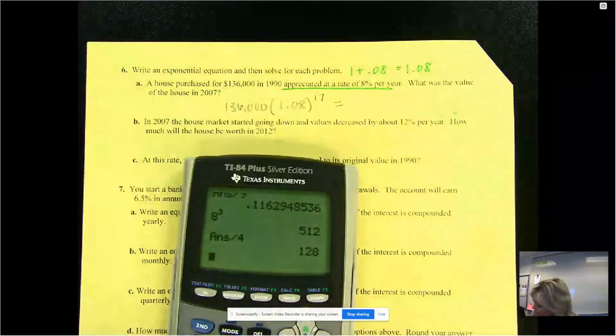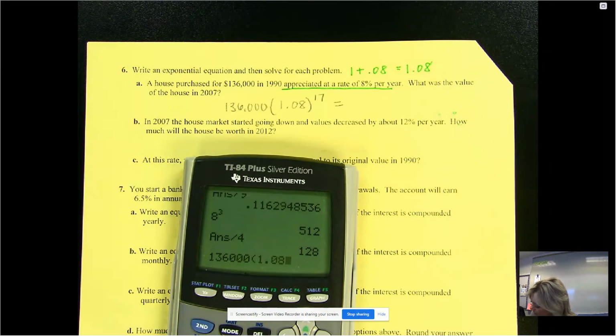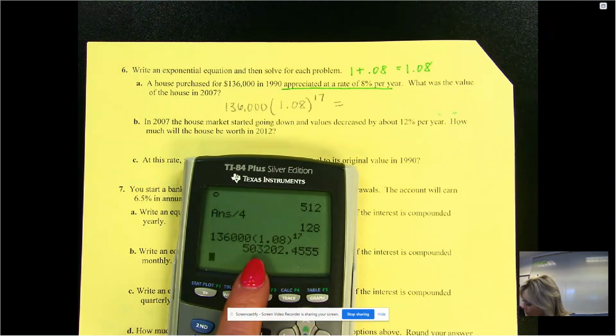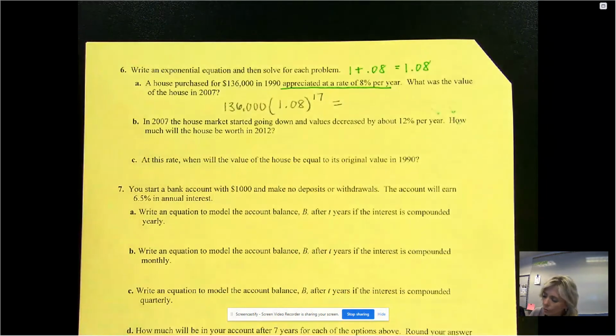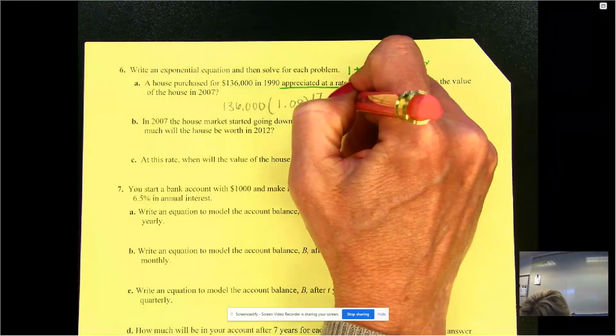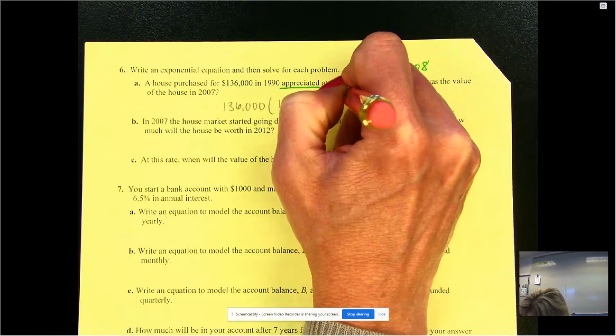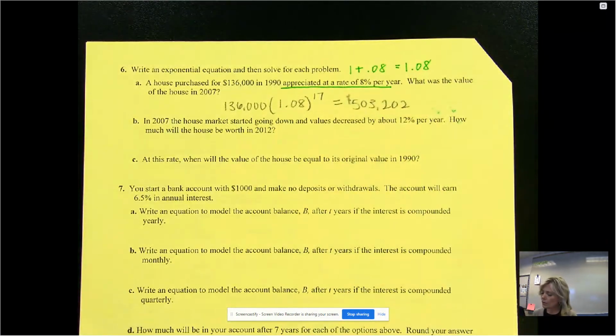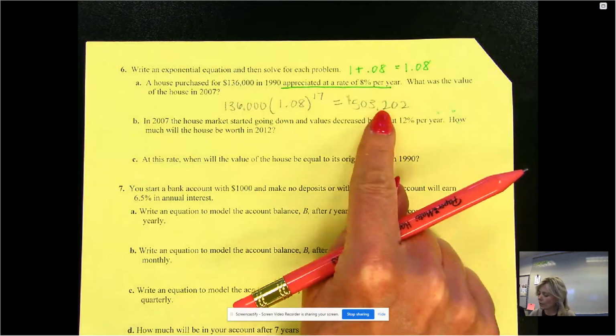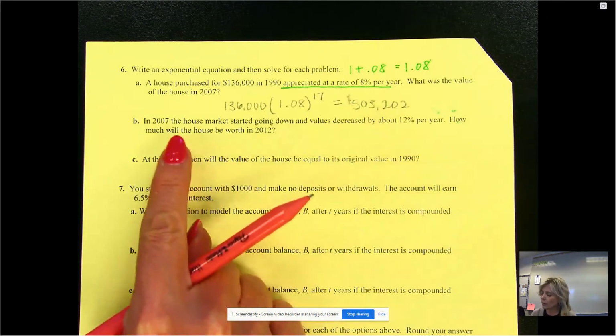Okay, so 136,000 times 1.08 to the 17th is 503,202. I'm just going to use the dollars. Okay, so then this is the value now in 2007.